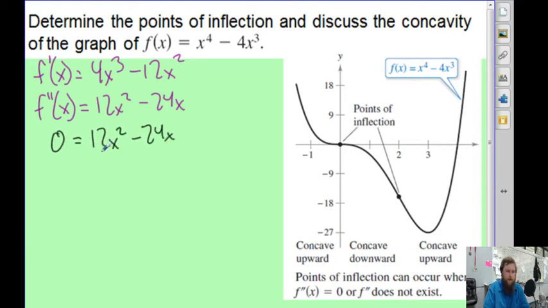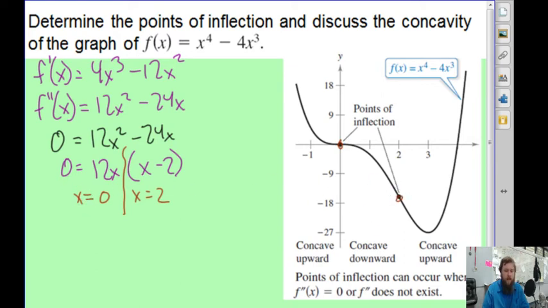And what I'm going to do first is factor out on the right side. I can factor out a 12x. If you factor out a 12x, you're left with x minus 2. So if 0 equals that, and using the zero product property, that means my x can equal 0 from the left one, and x can equal 2 from the right one. All right, so those are my 2 points of inflection, at 0 and 2. And notice our 2 points of inflection are at 0 and 2.